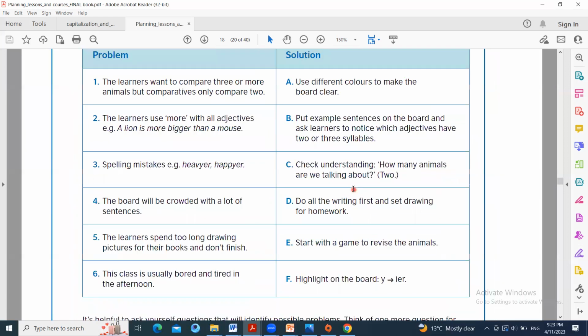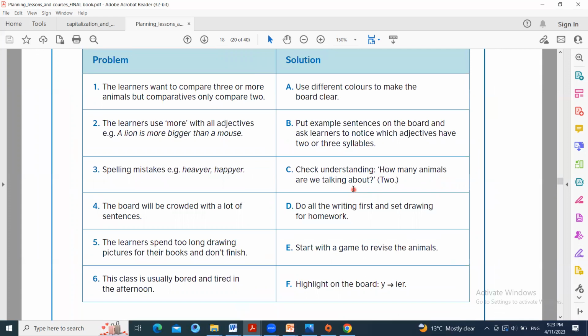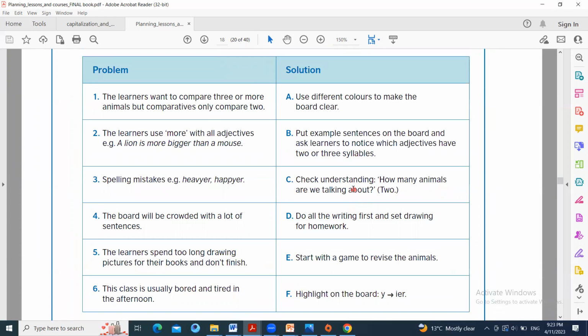We'll try to, yes, maximize it. Okay, so you should select one of the solutions here from A to F, okay, and try to use it with the problem, okay? So the best solution for each one of these problems, okay? I will give you some time, okay, to think about this.